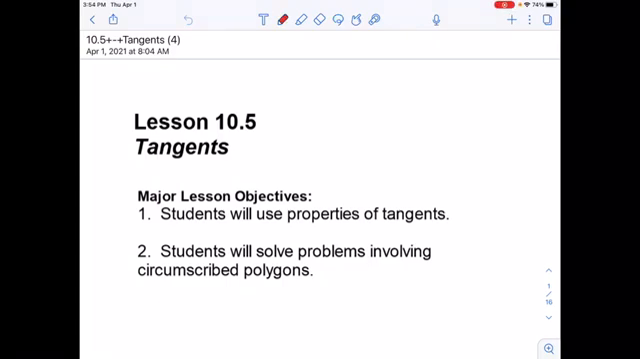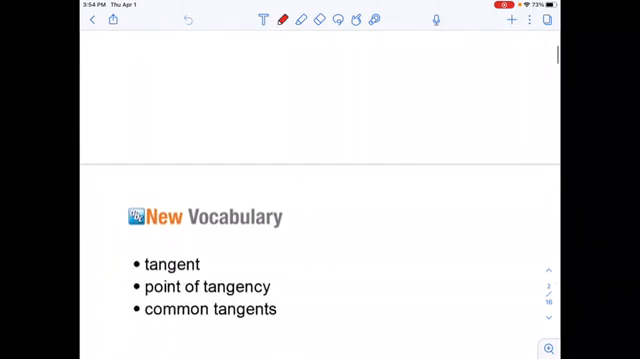Hello, today we are covering tangents and circles. So you will be able to use the property of tangents and solve problems involving circumscribed polygons. Now we have learned about tangents before when we were talking about sine, cosine, and tangent, but this is slightly different when we're using it with circles.